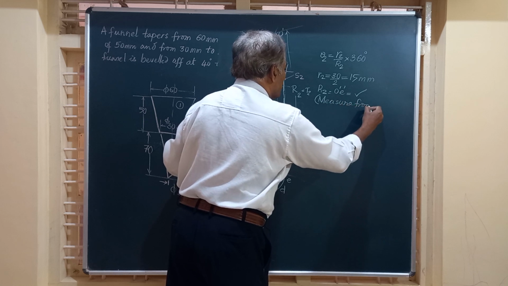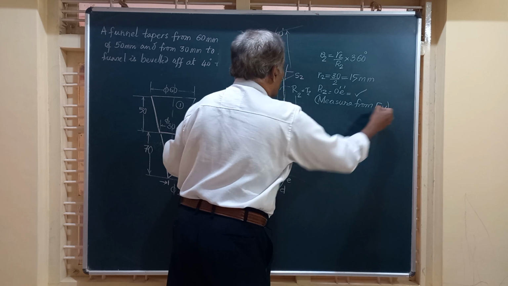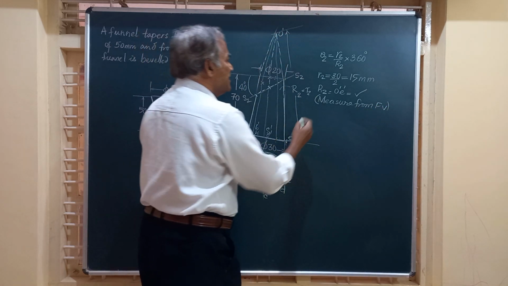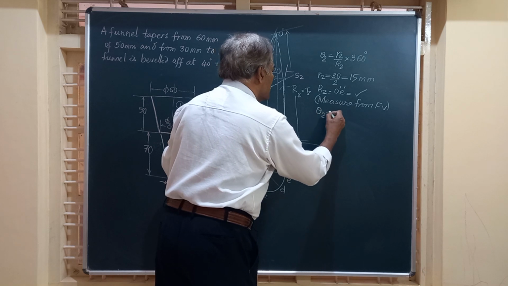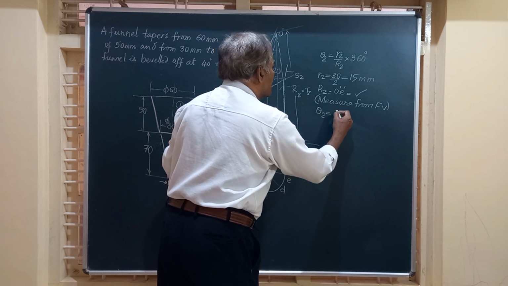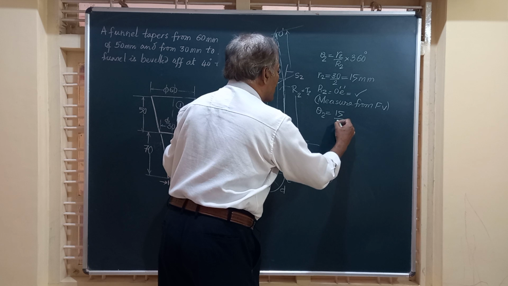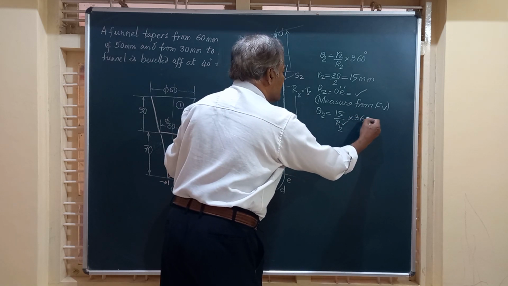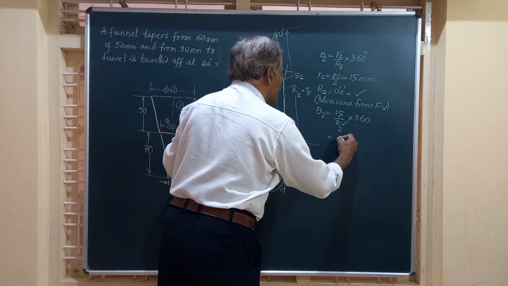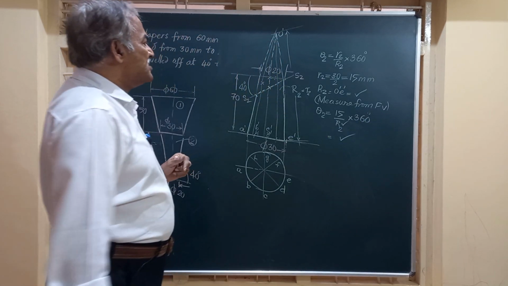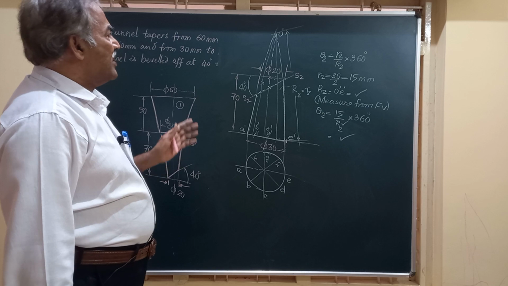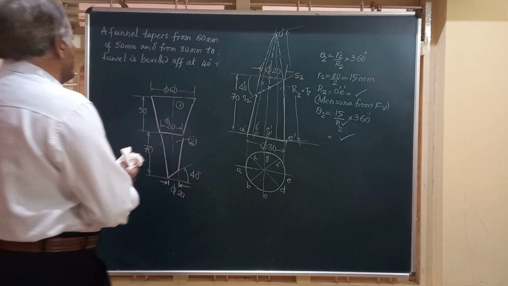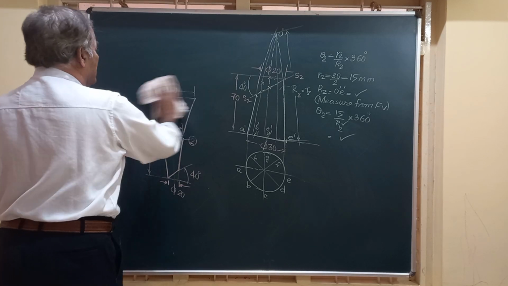This can be measured from the front view. After obtaining this O, you just keep the scale and measure that length. Hence you can obtain theta 2, which is equal to 15 by R2, the R2 value you have obtained, multiplied by 360. Friends, once you get theta 2, you will have to obtain the development of this part 2. Let's see how to obtain the development.